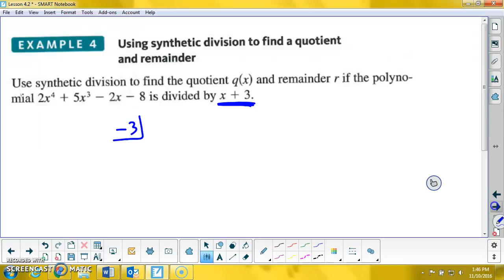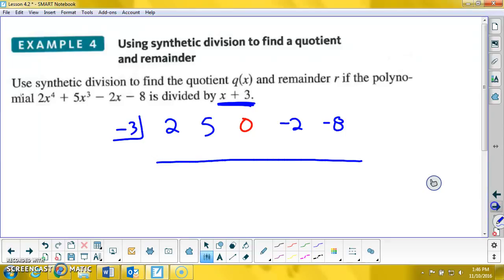Now I list the coefficients. 2, 5. I notice that I'm missing an x squared term, so I need to put in a 0 there. Then we got negative 2 and negative 8. Draw a line. First thing we do is drop the first coefficient 2 straight down, so we get 2. Now we take the 2 times the number in the box, negative 3, and put it on the next column. Now we add those. Then we multiply, add, multiply, add, multiply, and add.